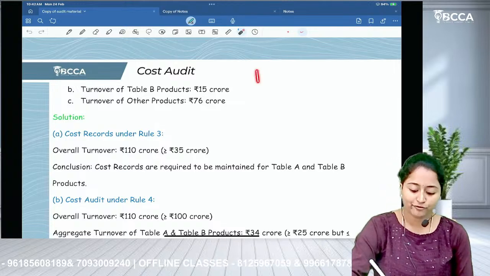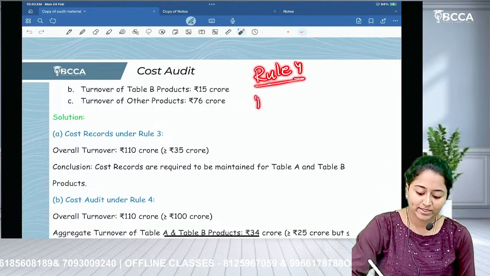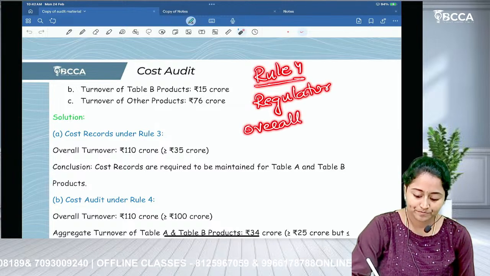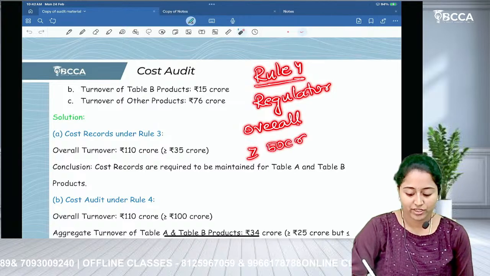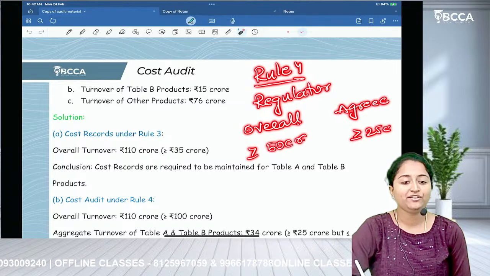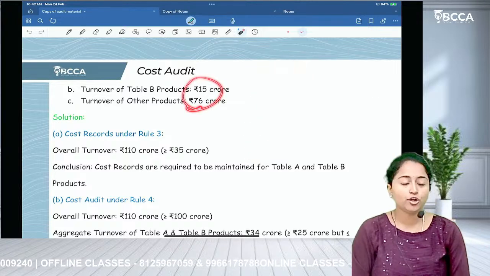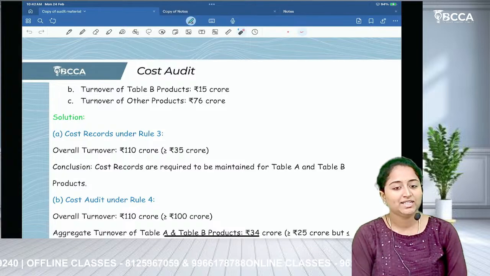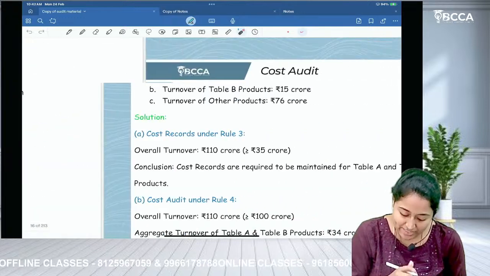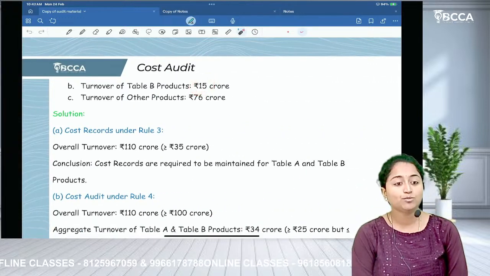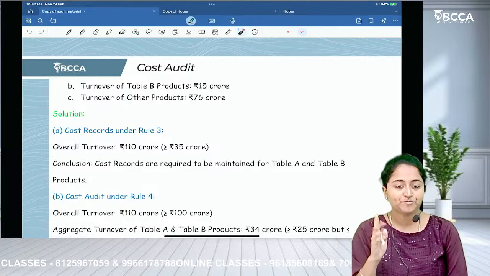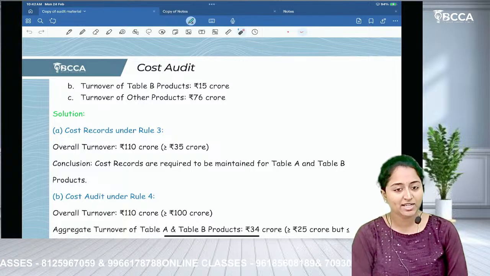Now, coming to rule 4. First, regulated sectors. What is the turnover for overall turnover? More than or equal to 50 crores. Now, what is aggregate individual turnover? More than or equal to 25 crores. Now, whether the overall is more than or equal to 50 crores? The answer is yes. Whether the individual is more than or equal to 25: here it is 19, here it is 15, so the aggregate is 34, which is more than 25 crores. So, first limit is satisfied for regulated. So, cost audit has to be done for regulated sectors.